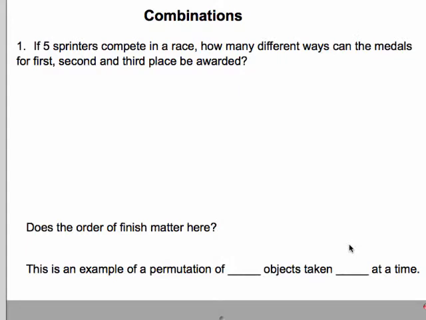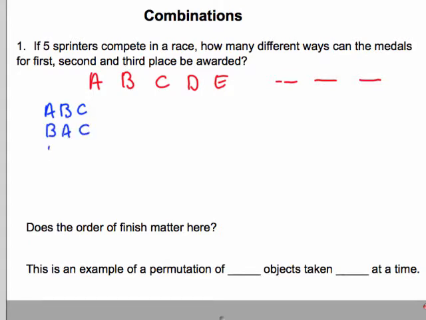We have 5 sprinters competing in a race, and we'll call our sprinters A, B, C, D, E. And what we want to do is award medals to the first, second, and third place finishers. First, second, and third. Let me write out a couple of possibilities here. We could have A, B, and C: A first, B second, C third. Or we could have B first, A second, C third. Or we could have A first, C second, B third, etc.